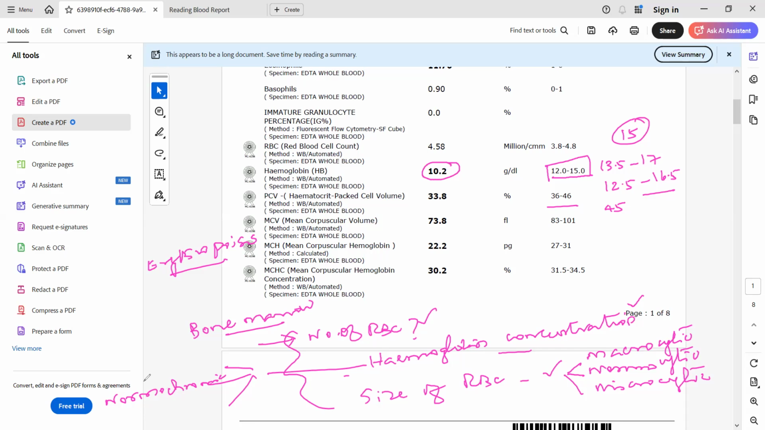If this is more, of course, few rare cases, we will see what are the conditions in which that will be more. Then it is hyperchromic. If it is less, then it is hypochromic. That means, if you see the cell, this is the normal cell, right? The cross section.